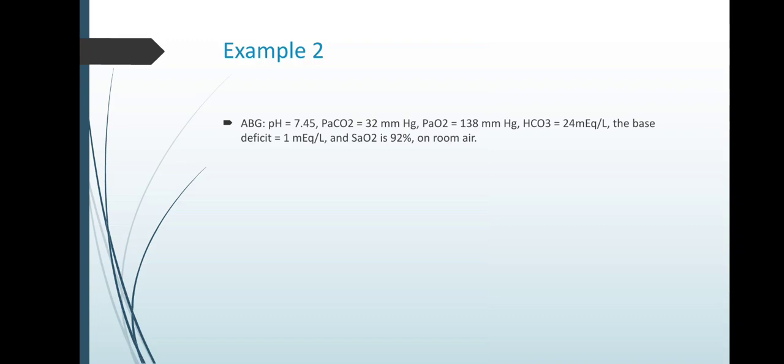In this one, we start by looking at the pH, which is 7.45, so we know there is alkalosis. Then we look at the partial pressure of carbon dioxide, which is 32. That is lower than normal, isn't it? Then bicarb is at 24 milliequivalents per liter, which is normal. So this is most likely respiratory alkalosis.